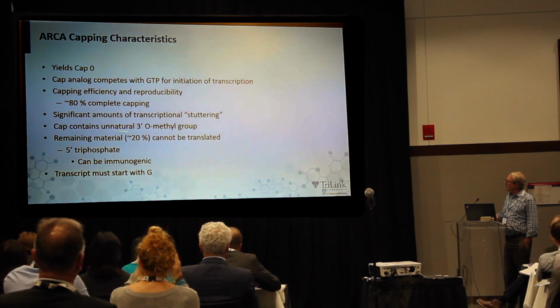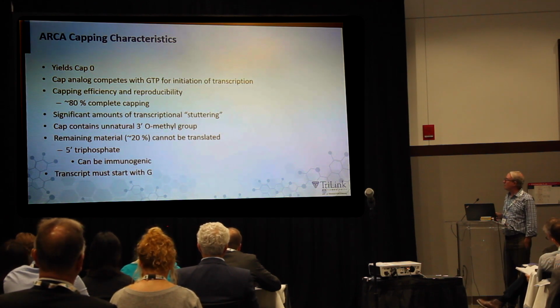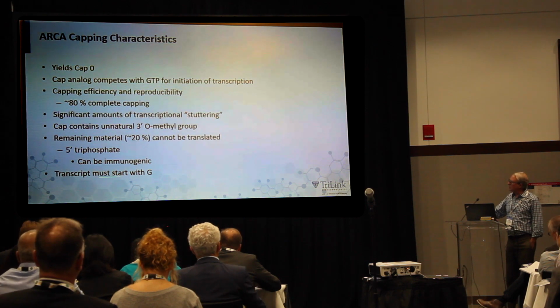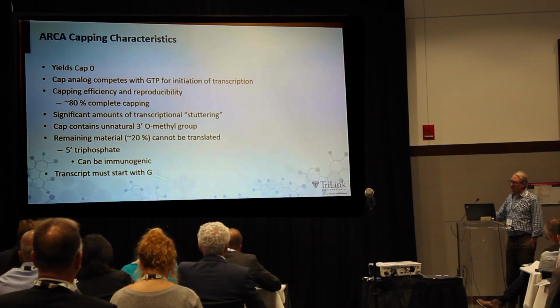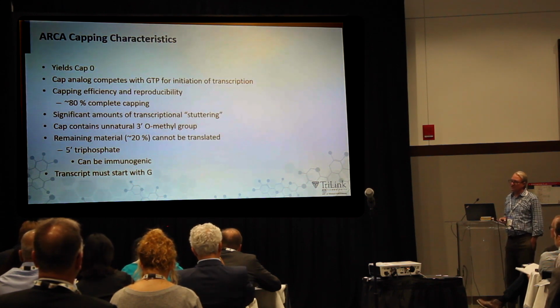And the cap contains an unnatural 3' methyl group, which may be good or may be bad, something you would have to test. Now, if you get 80% capping, the rest of that material is 5' triphosphate, which we told you has the potential to be immunogenic. And so sometimes we'll include a phosphatase step to remove this residual triphosphate. And then in general, transcription by T7 polymerase likes to start with a G. It highly prefers a G. And so you're constrained in terms of the sequence you can use at the 5' end of your transcript.